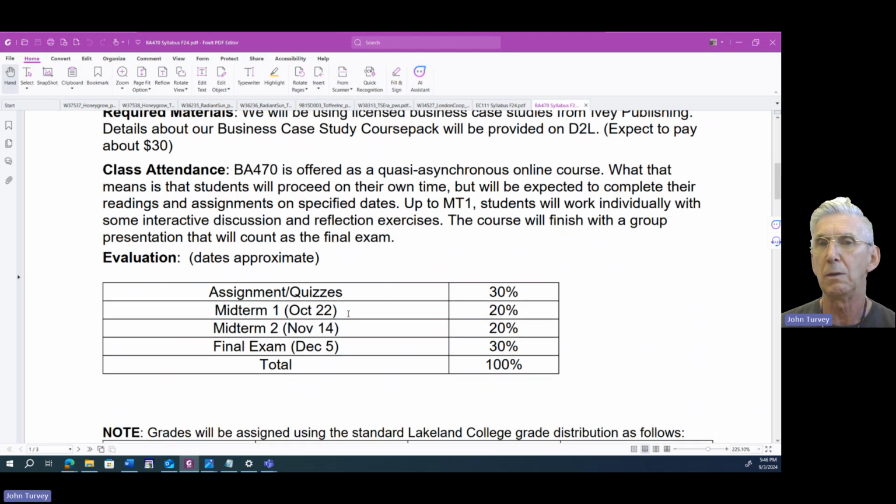Evaluation. What am I going to do? I'm going to give you assignments and quizzes for roughly 30%. I'm going to give you a midterm. The first midterm is going to be technical. The second midterm, you're just going to do a case, and I'm going to see if you can do a case or not. That'll be your test.